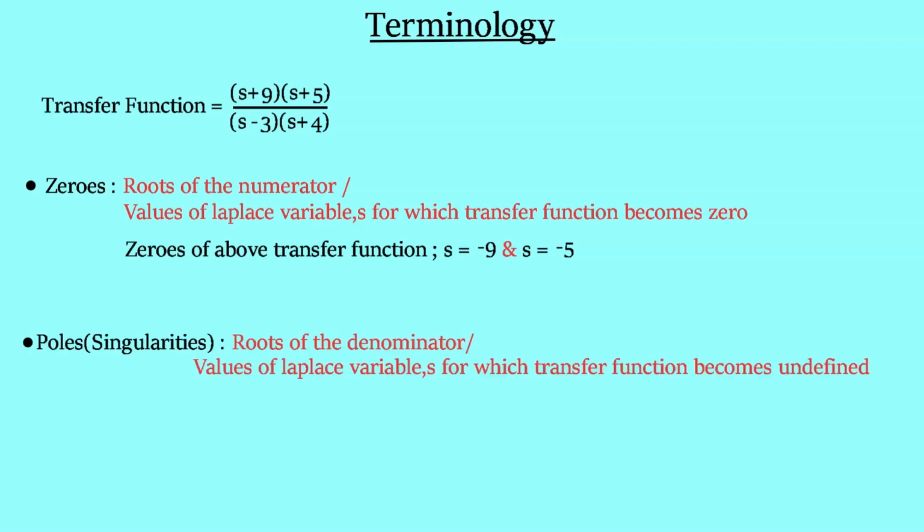Similarly, we have poles, which are also referred to as singularities, which are the roots of the denominator, or the values of Laplace variable s for which the transfer function becomes undefined. Poles for the above transfer function will be -4 and 3.